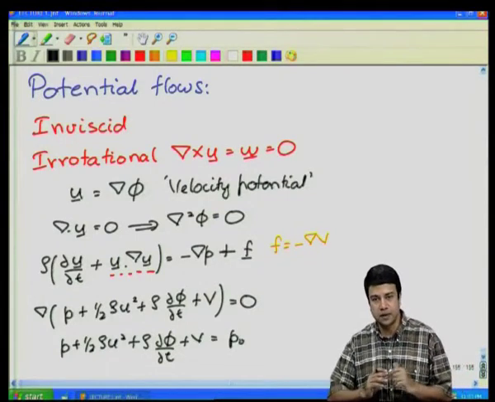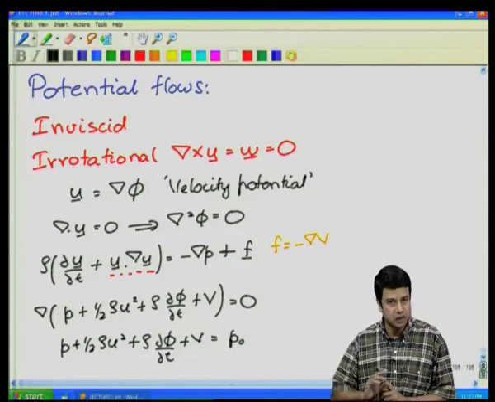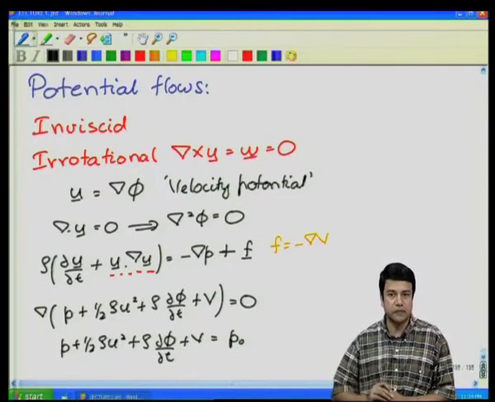If the gradient of some function is equal to 0, that function itself is equal to a constant everywhere within the flow field. Of course, the pressure itself is known only to within an unknown constant. So, we have to specify the pressure at some boundary, and then you know the pressure everywhere within the flow.